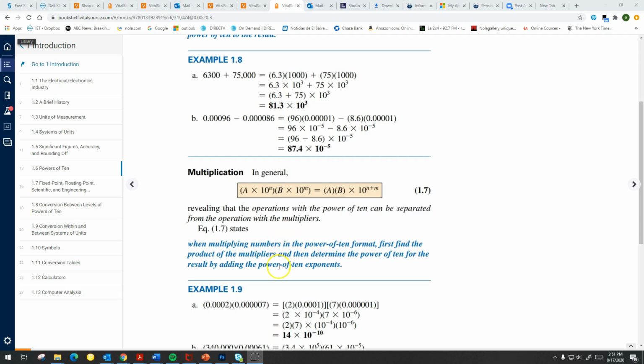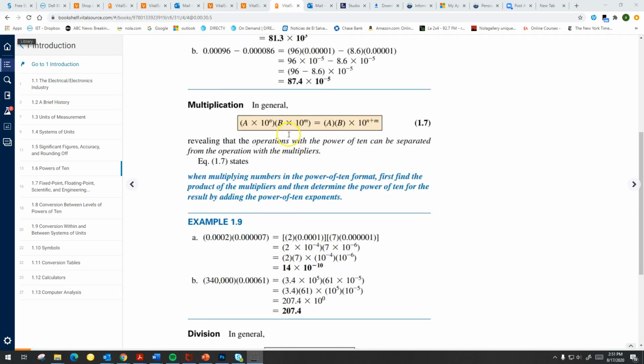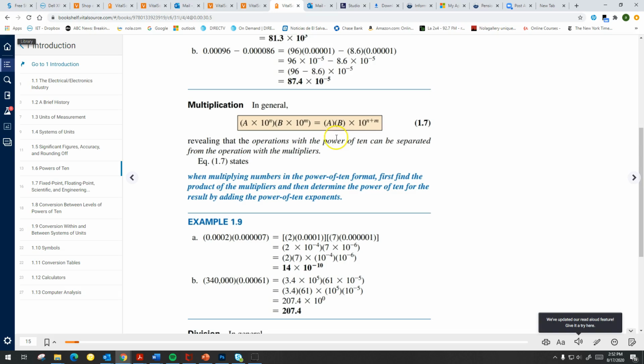So what we want to do is, in the case of multiplication, if you have a number a times 10 to the n times another number b times 10 to the m, you're going to multiply the numbers a, b, and you're going to follow the same rule that we followed before. You're going to add the exponents, right? In this case, they don't have to have the same exponent when you multiply. They only have to have the same exponent when we add or subtract.